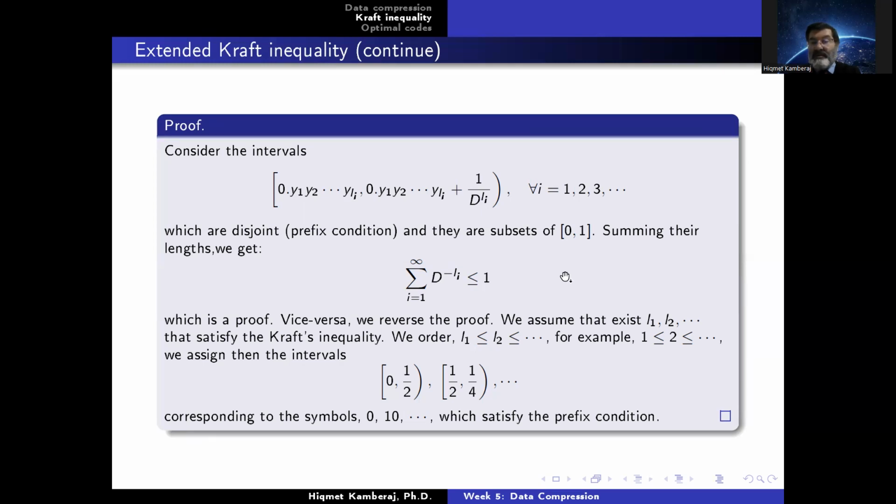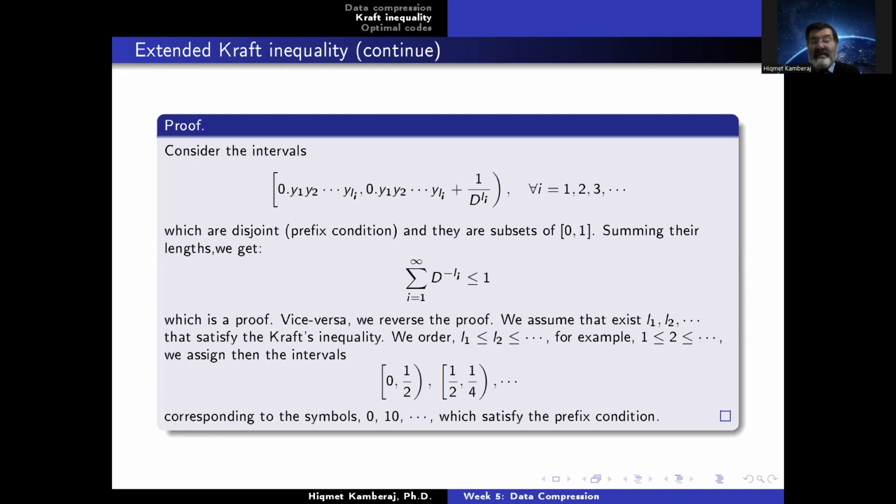Now let's prove the second part of the theorem. The vice versa, we reverse the proof. So we assume that there exist L1, L2, and so on, that satisfy the Kraft inequality, which is this equation on here. Now we order L1, L2, and so on in such a way that L1 is less than or equal to L2, L2 is less than or equal to L3, and so on. For example, 1 less than or equal to 2, less than or equal to 3, and so on.